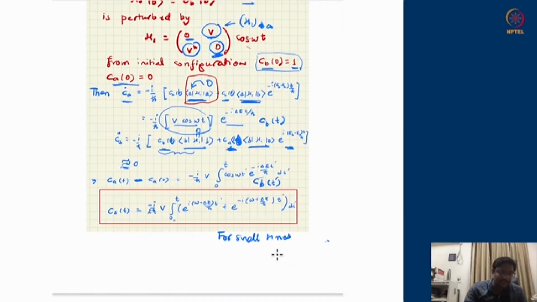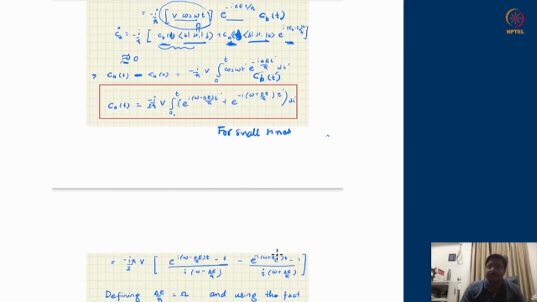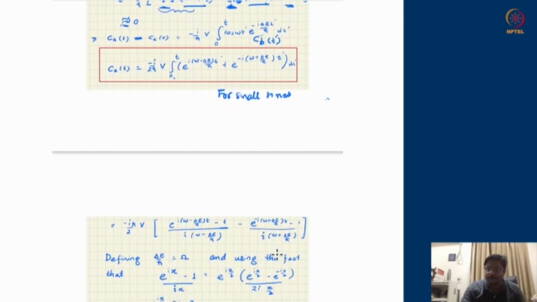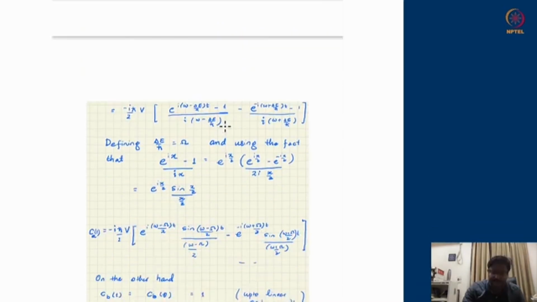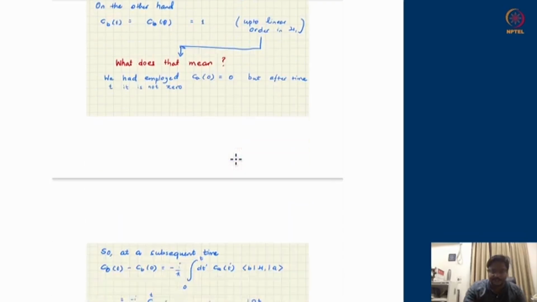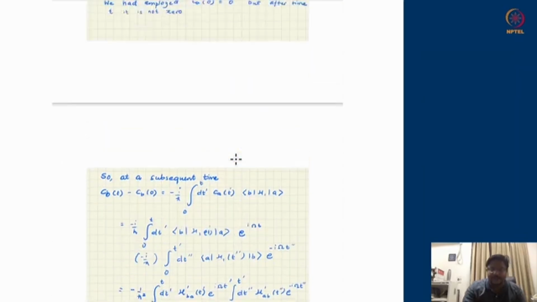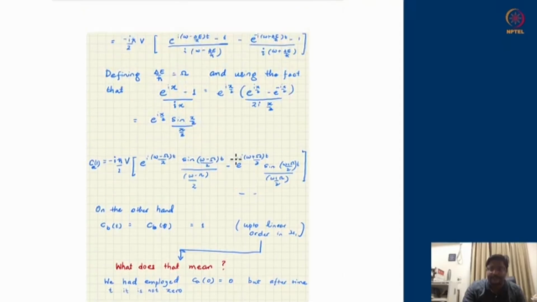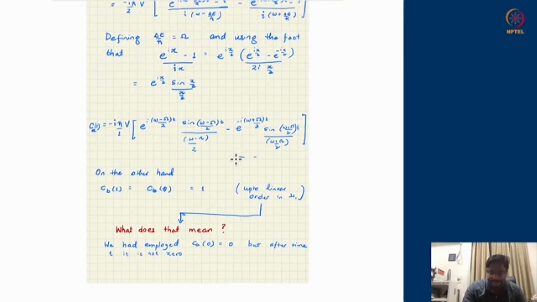For large times, I cannot use that, because Cb of t at large time, I do not know whether it is close to 1 or not. So one can compute this integration, which we had done in the previous discussion session, and we end up getting these sinc functions, the two sinc functions which we have derived in the last class as well. So what we can do, we can formally go ahead and try to see what happens to their respective probabilities.